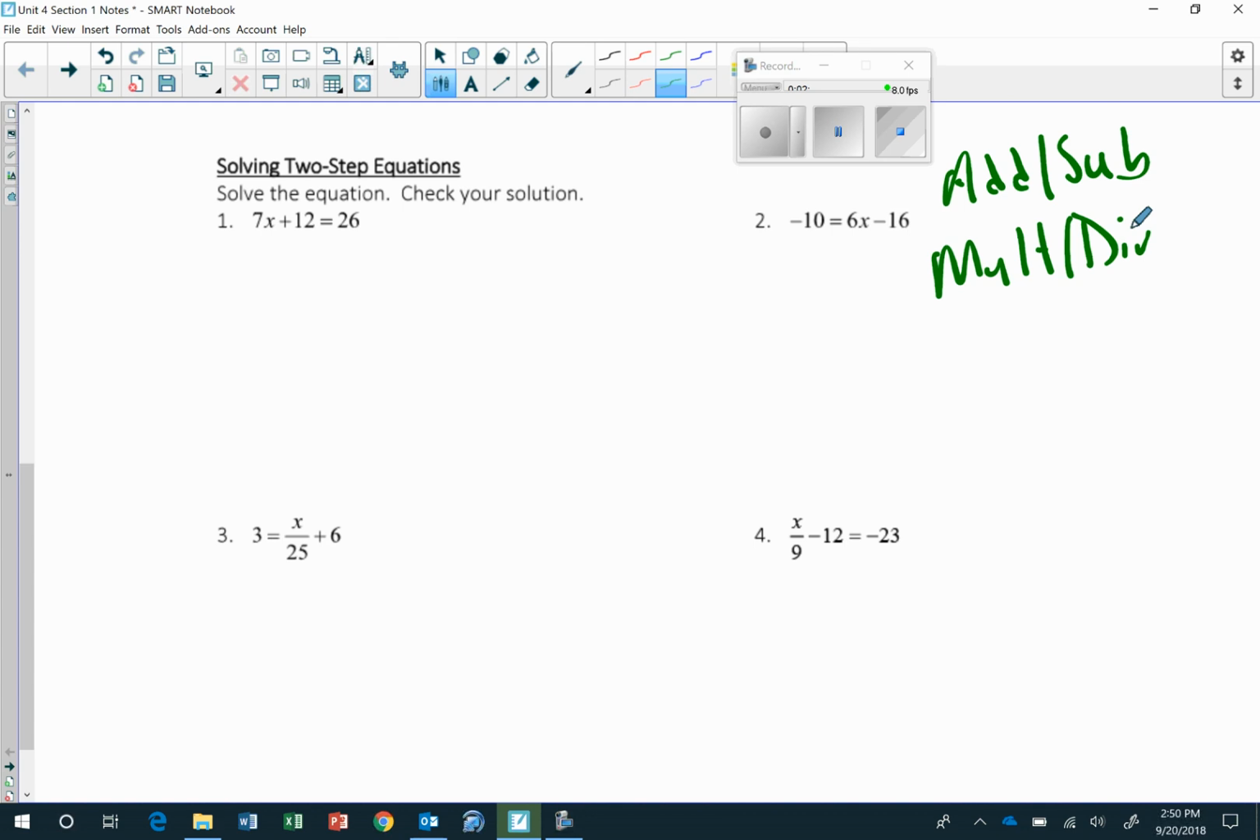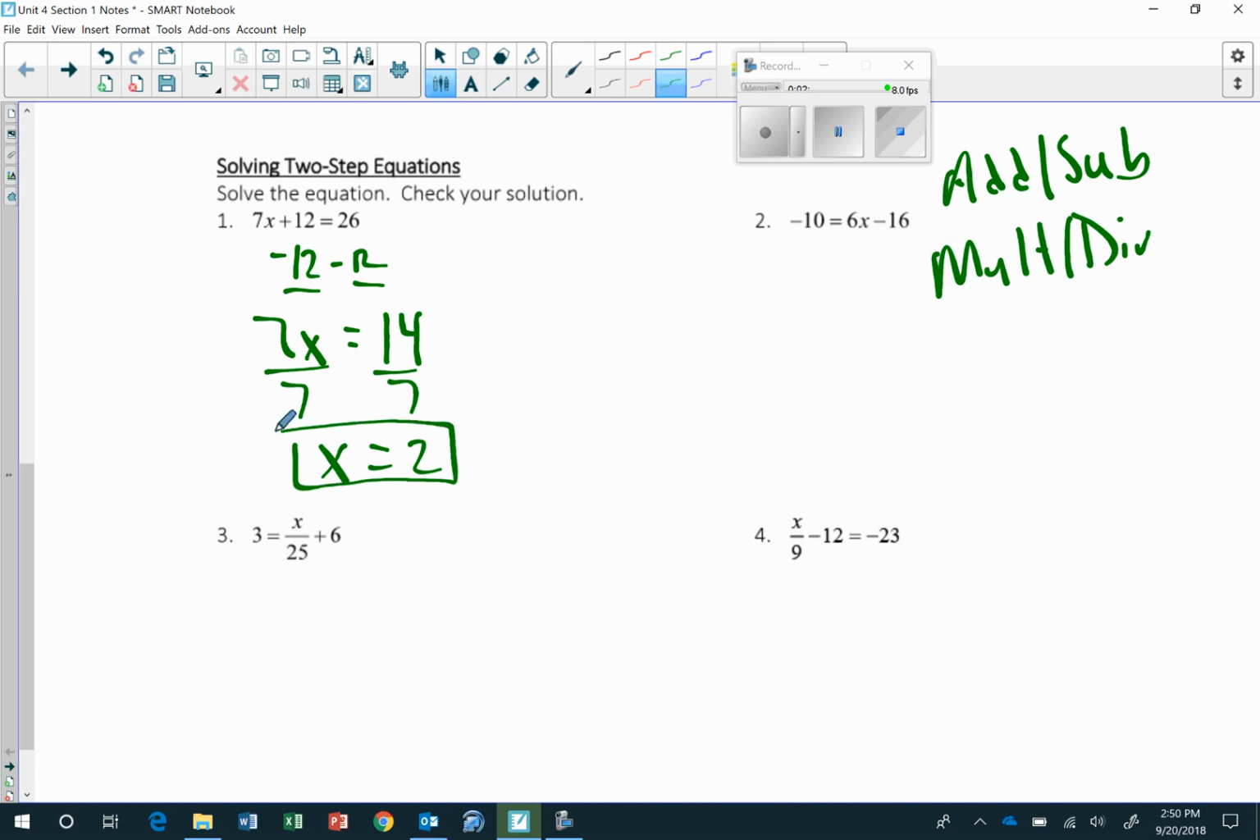And we have 7x plus 12. So again, we're going to add or subtract first. We have a positive 12, so we need to subtract 12 from both sides. So we'll get 7x equals 14. Then after I add or subtract, I'm going to multiply or divide. In this case, I have 7 times x. So to undo that multiplication, I'm going to divide both sides by 7. And I'll get x equals 2.